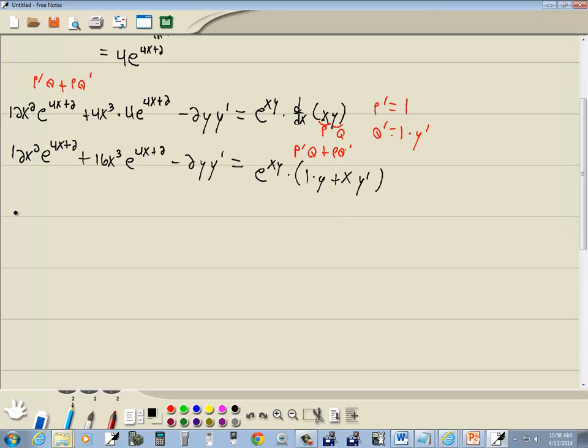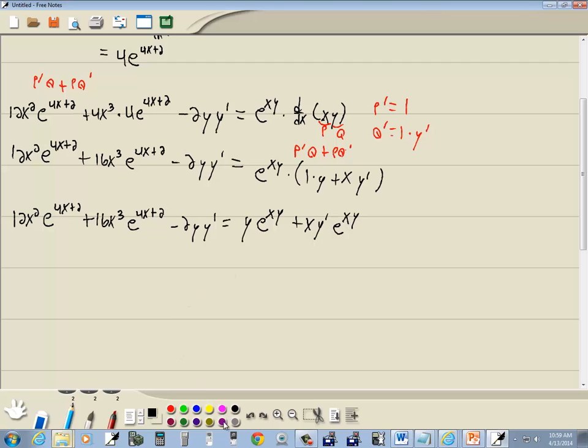So I'm going to have 12x squared e to the 4x plus 2 plus 16x to the third e to the 4x plus 2 minus 2y y prime equals, and I'll multiply this through because I don't want any parentheses. E to the xy times y gives us y e to the xy. E to the xy times x y prime gives us x y prime e to the xy.